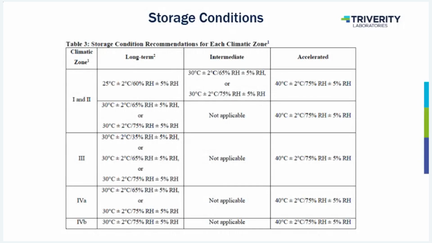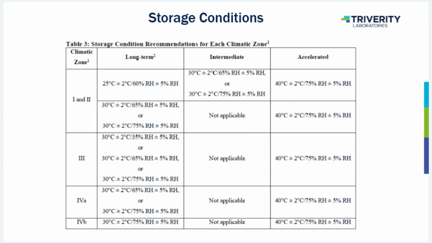In the regulation, it says that there are a lot of options for long-term for Zone 1 and Zone 2. You can do the typical 25C, 60% relative humidity. If you do that, then you can trigger an intermediate if your accelerated is failing. But if your long-term is going to be higher temperature, higher humidity, or any of the other zones, there's no intermediate option. The accelerated conditions for every single zone are the same at 40 degrees Celsius and 75% relative humidity.